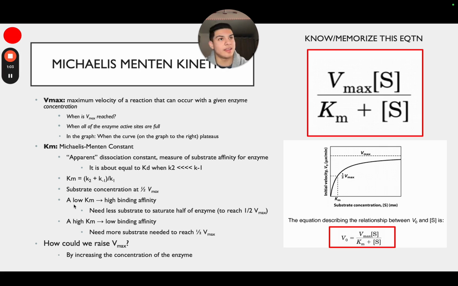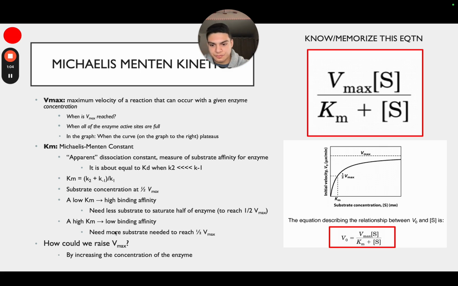And again, thinking back to the association or dissociation constants, it's inversely related. So in this case, if you have a low Km, you actually have a high binding affinity. Whereas if you have a high Km, then you have a low binding affinity. You can think of the Km as a Kd, but do know that there's a slight difference.